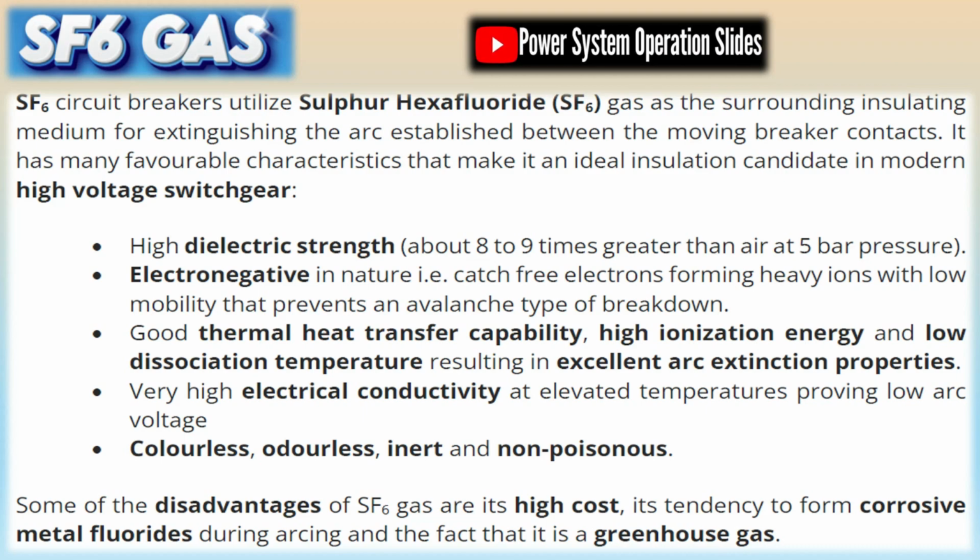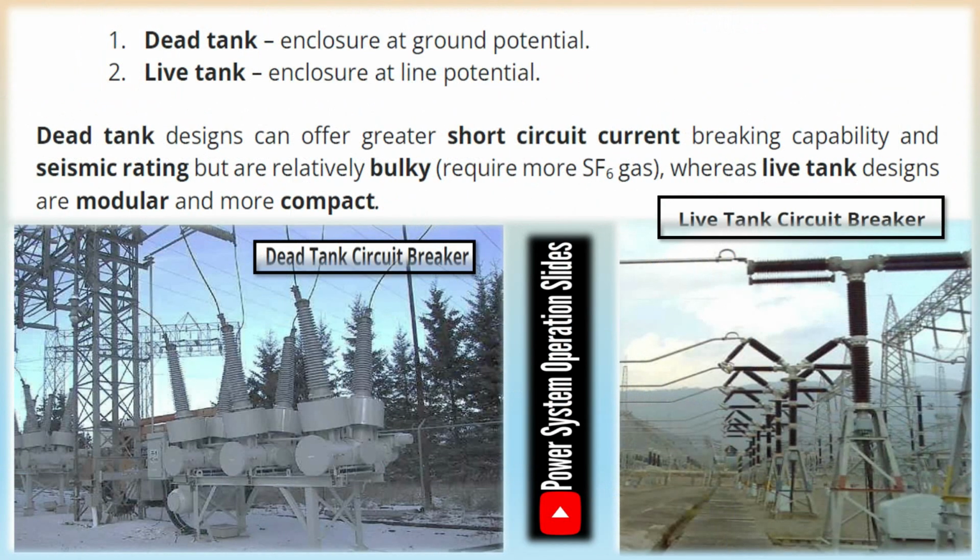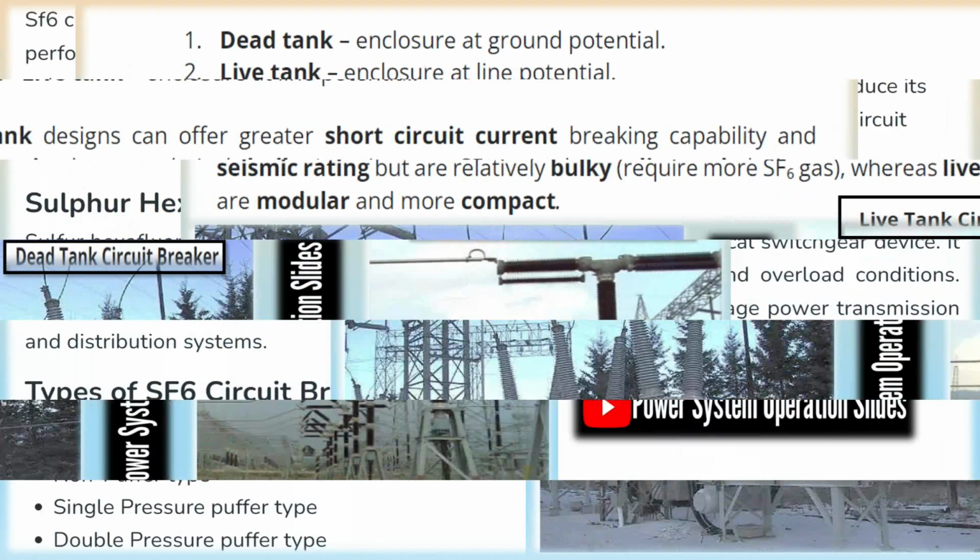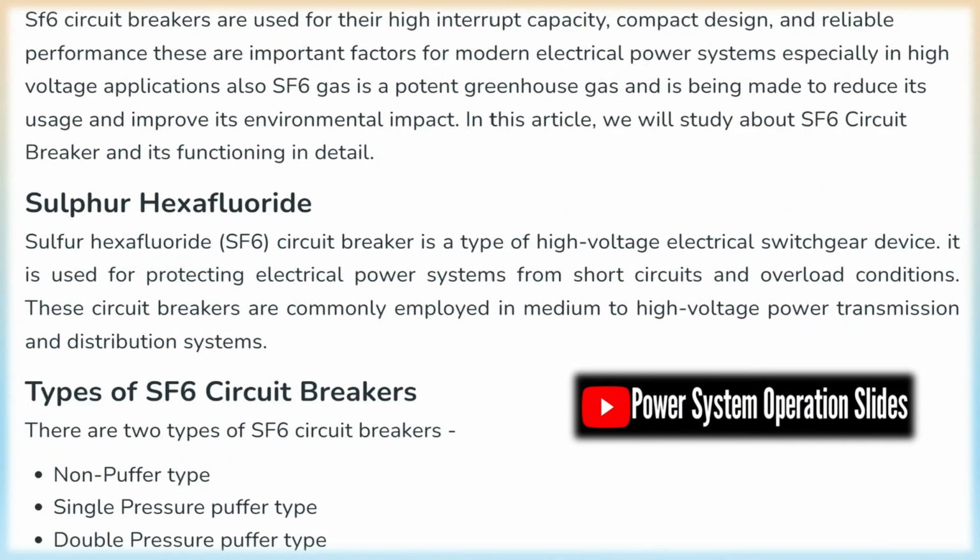Sulphur hexafluoride gas is a colorless, odorless, non-flammable, and chemically stable gas with excellent dielectric and arc quenching properties, making it ideal for use in high-voltage switchgear. One of its primary applications is in SF6 circuit breakers, which are widely used in modern power systems for protecting equipment by safely interrupting high fault currents.